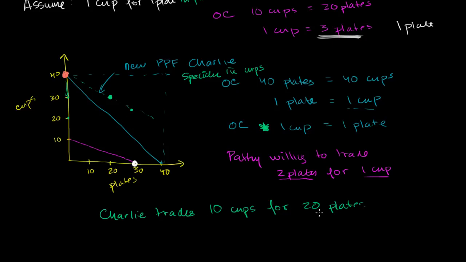But if we look at the same scenario, Patty traded 20 plates for 10 cups. Where does that put her? So she traded 20 plates, so she's down to 10 plates, but she got 10 cups. So that put her right over here. Once again, beyond her production possibilities frontier. So this would look like a pretty good situation for Patty as well.